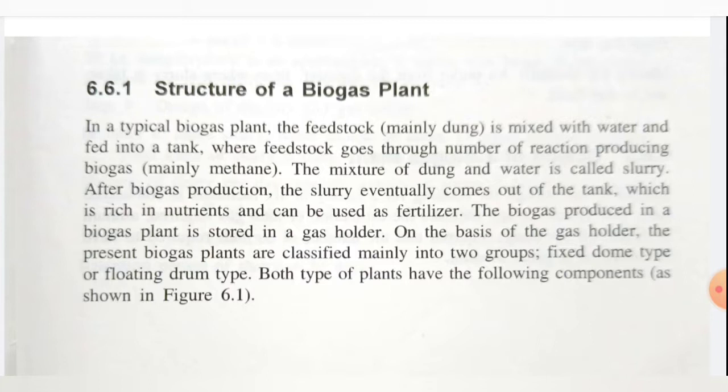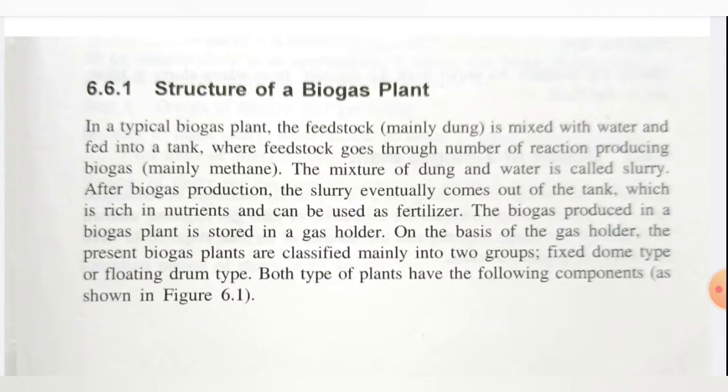After biogas production, the slurry eventually comes out of the tank, which is rich in nutrients and can be utilized as a fertilizer. That means the slurry which we made for biogas production, after production of biogas, is used as a nutrient for the farm. All of you understand? It is used as a fertilizer for the farm. That means animal dung is useful for preparing the biogas, and after preparation of biogas it is also used as a nutrient or fertilizer for the farm.